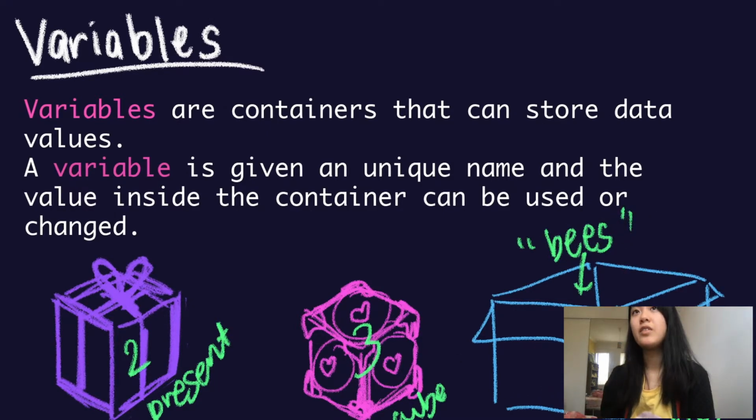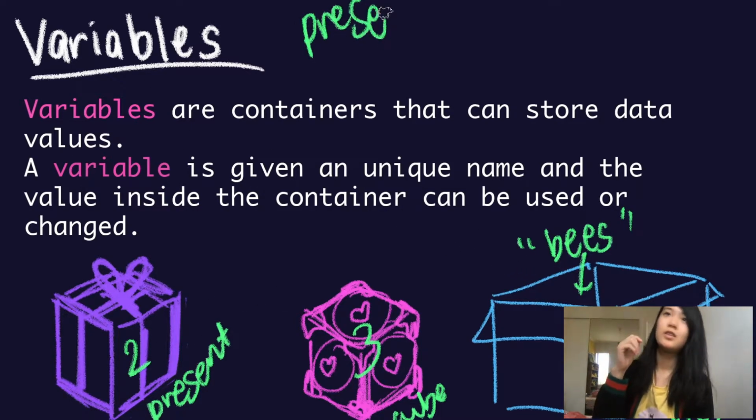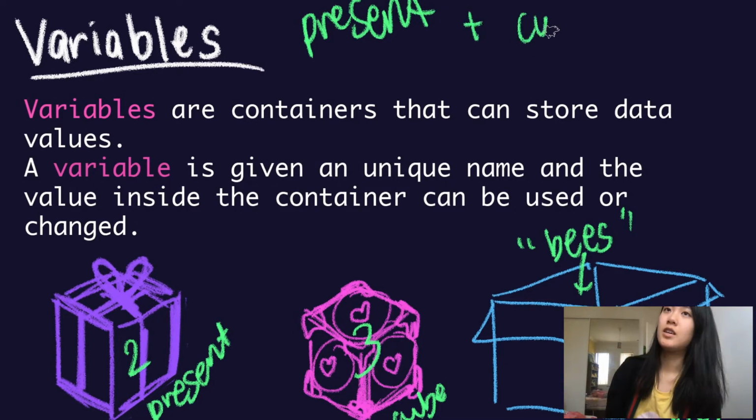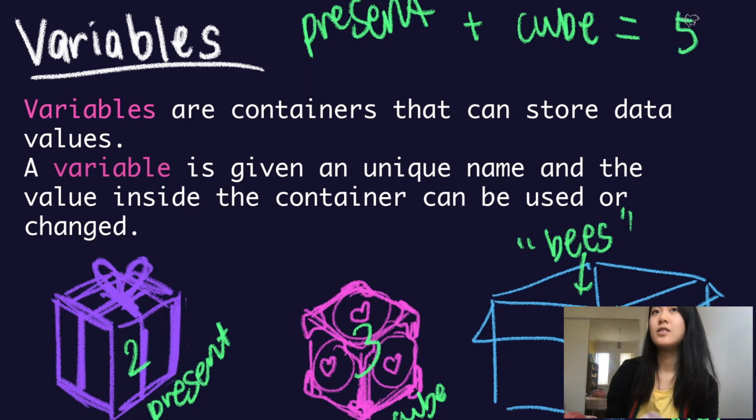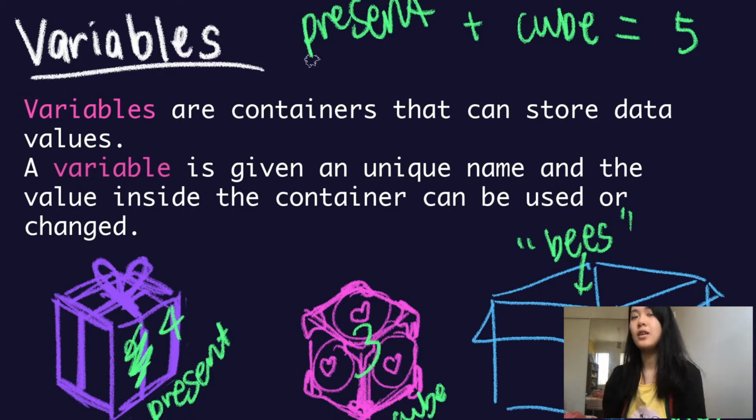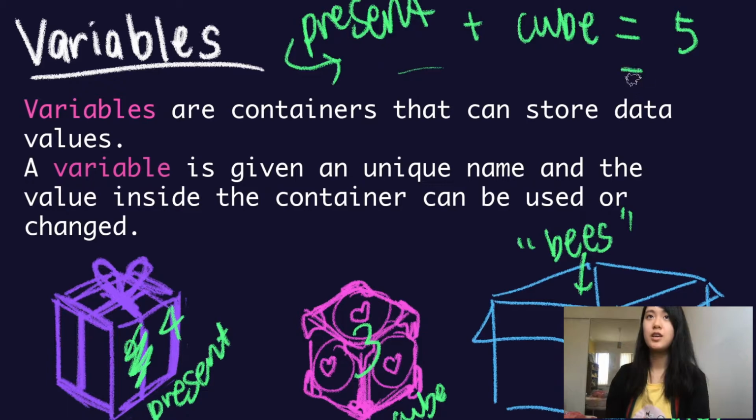If we add present and cube together, we get 5 because present stores 2, cube stores 5. If we change present to 4, then it changes and it's now 7. So what this shows is how useful variables can be in our code, which can change over time and be reused.